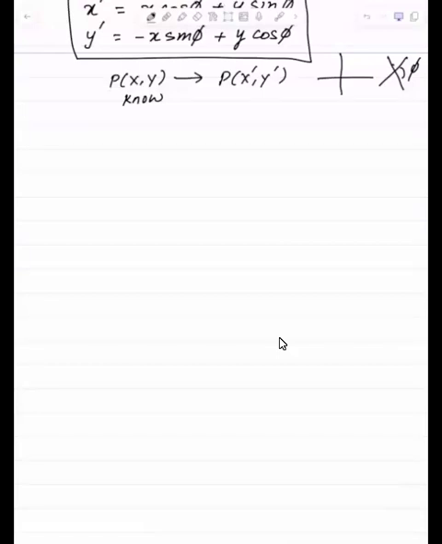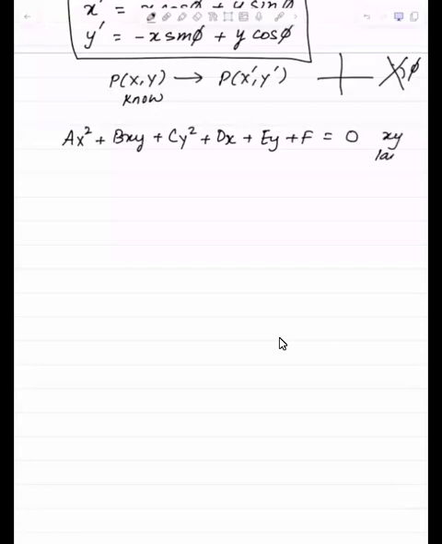All right. So here we have our main idea: ax squared plus bxy plus cy squared plus dx plus ey plus f equals 0. So this is an equation in x, y land. We want to move this whole thing into x prime, y prime land, and we want to do so by rotating the axes by phi.